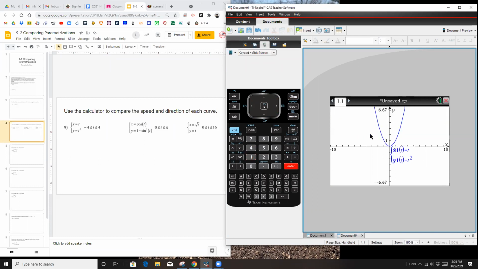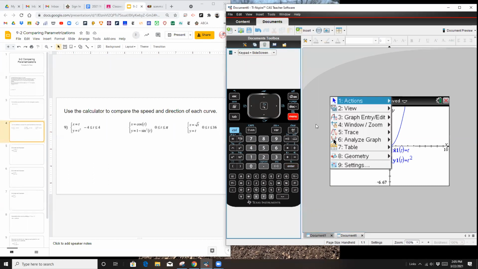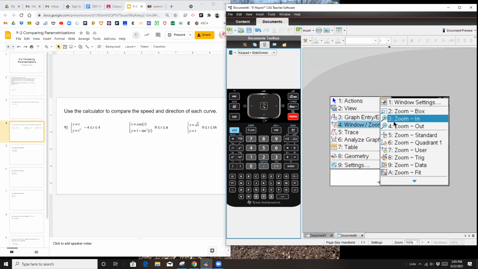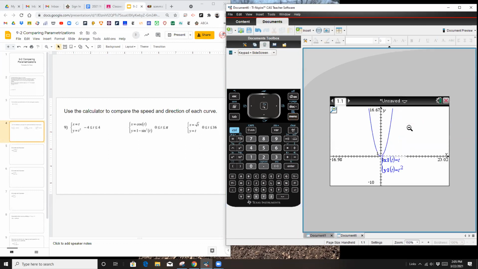All right, we get a parabola, which sort of makes sense because if you eliminated the parameter, x equals t, y equals t squared, if x equals t, then you could plug in x for t into the bottom equation, y equals t squared, and you get y equals x squared, which is just a parabola. Now it is limited between where t is equal to -4 and 4, and x is equal to t. So if we zoom out, we'll see that this parabola only goes from -4 to 4. All right.